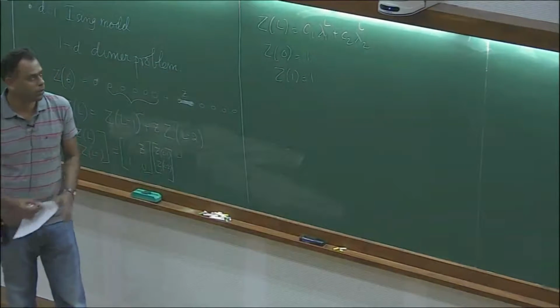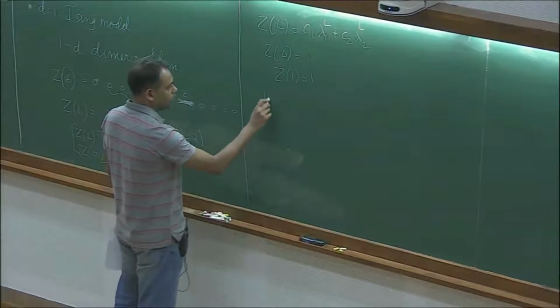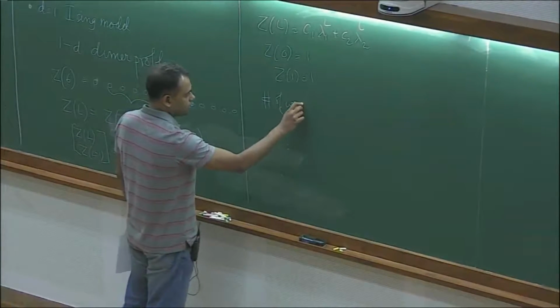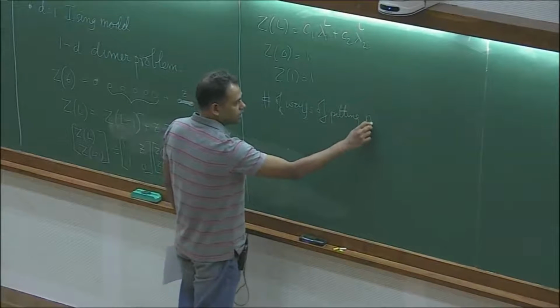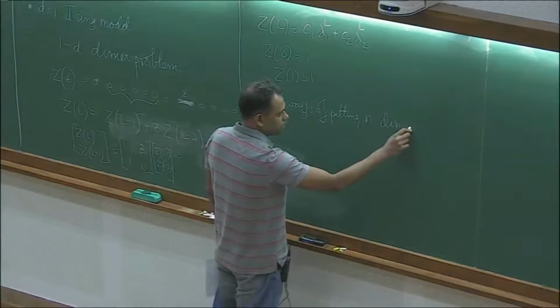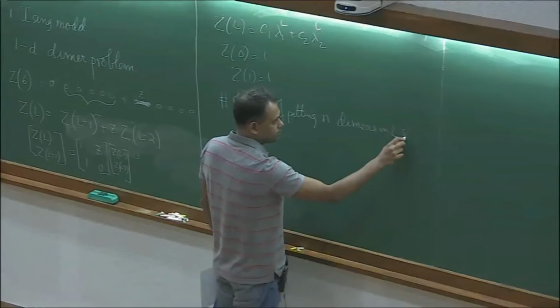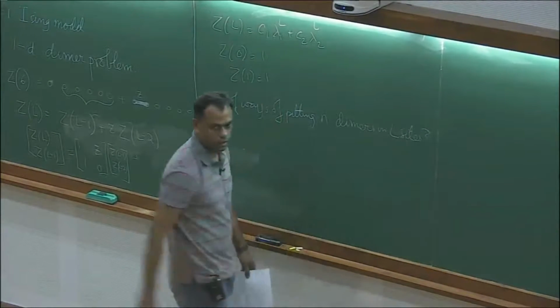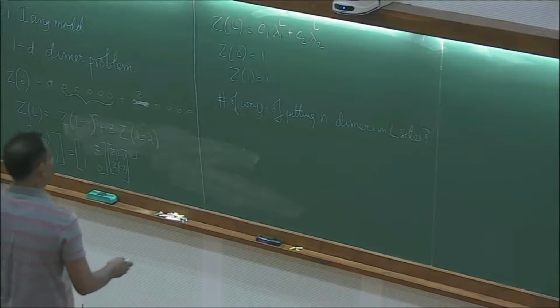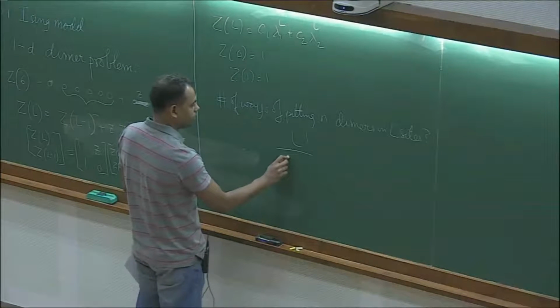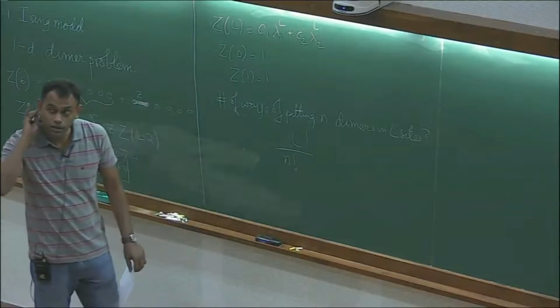So now I want to do the other count. I want to ask how many ways of putting n dimers in L sites. How can I do that? I want a number. L factorial by? No, what is the answer you said? L factorial, n factorial, L minus 2n.